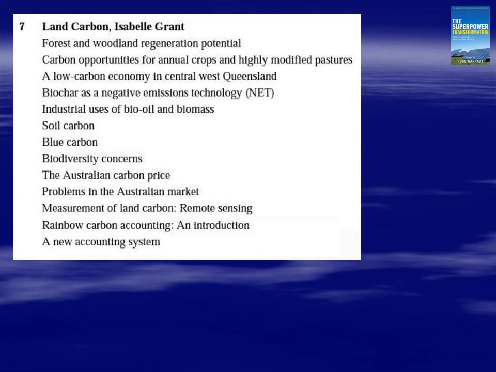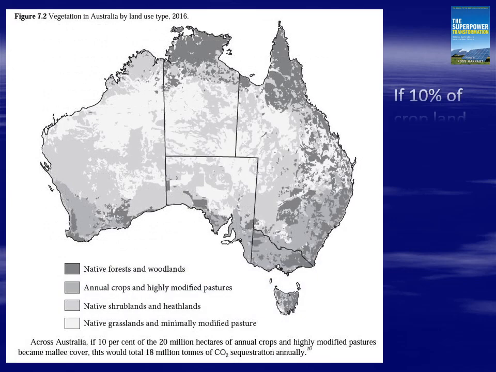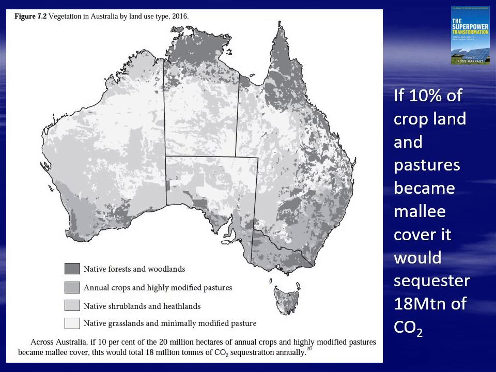And lastly, the potential to actually draw down carbon dioxide in Australia. This rather complicated looking map points out that if 10% of the cropland and pastures became mallee cover, it would sequester about 18 million tonnes of CO2. And of course, mallee covers hardly dense vegetation.